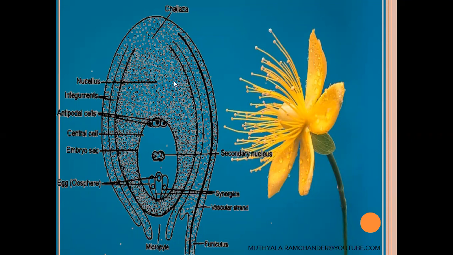Below these integument layers, diploid nucellus tissues are present. The diploid nucellus tissue is covered with integument layers, leaving one place. That place is called the micropylar region of the ovule. Opposite the micropyle, the ovule part is called the chalaza.